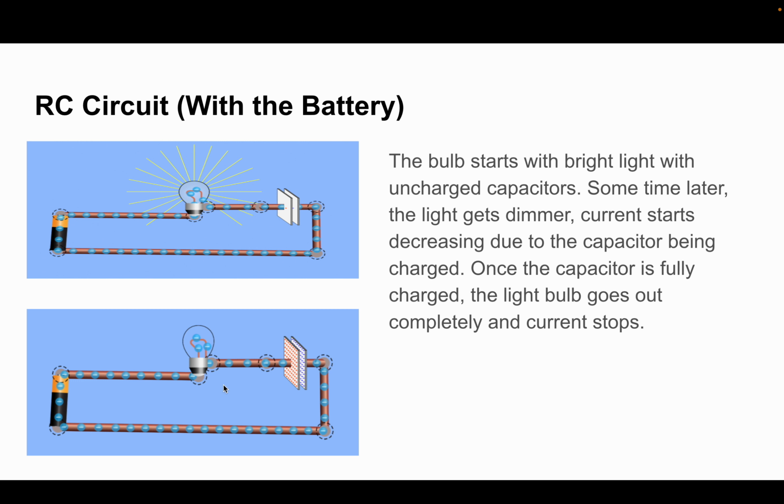And now we're going to talk about the RC circuit. So first, with the battery, the bulb starts with bright light with an uncharged capacitor. And sometime later, the capacitor starts being charged, so the light gets dimmer and current starts decreasing. And once the capacitor is fully charged, the light is out completely and current stops.